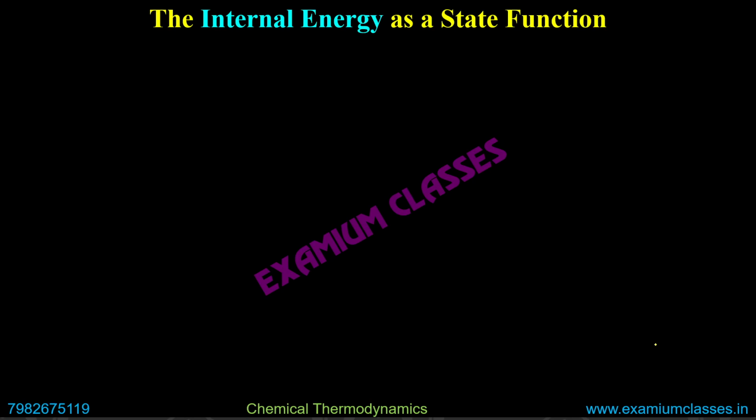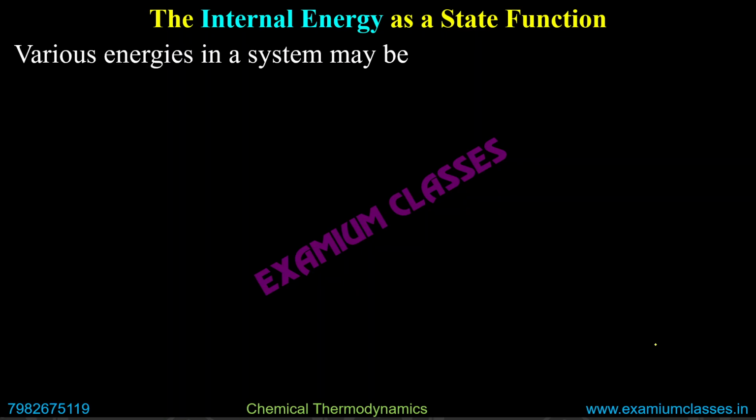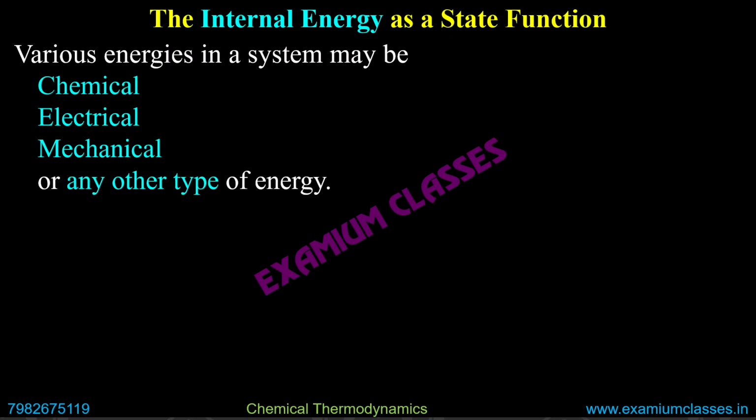Now the concept of internal energy as a state function. First, we need to understand what internal energy is. There are various energies in a system, and there are a few energies we are not even aware of. So that's why we say that internal energy is a combination of chemical energy, electrical energy, mechanical energy, and any other type of energy which we are not aware of. The sum will be internal energy.